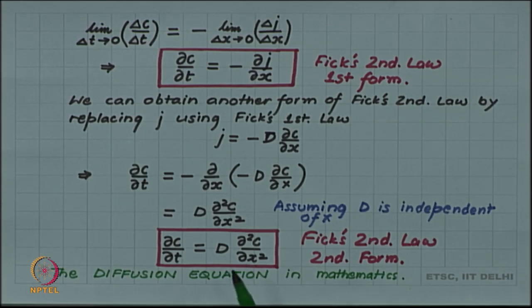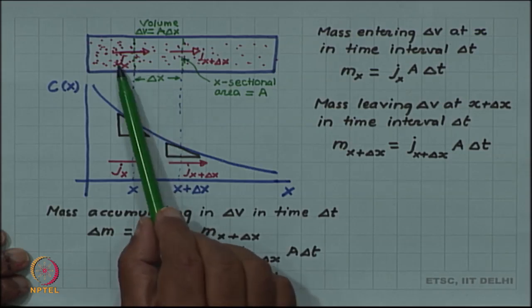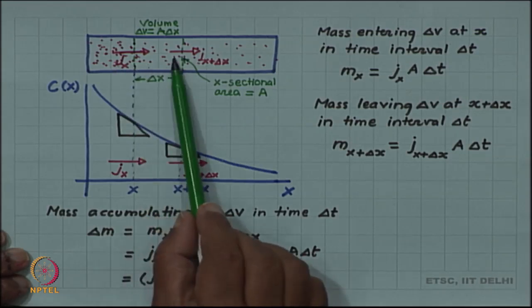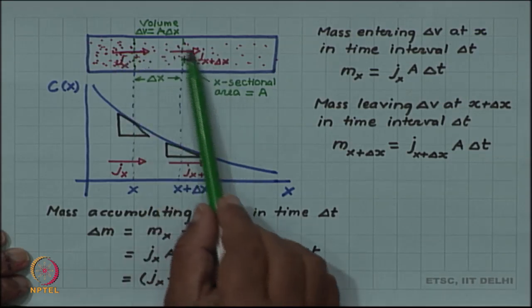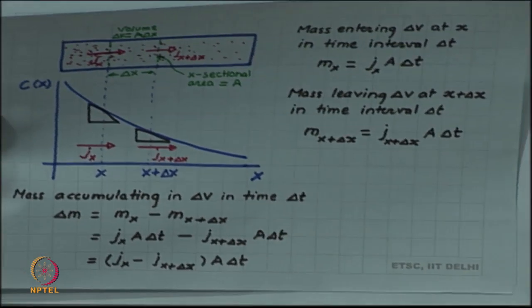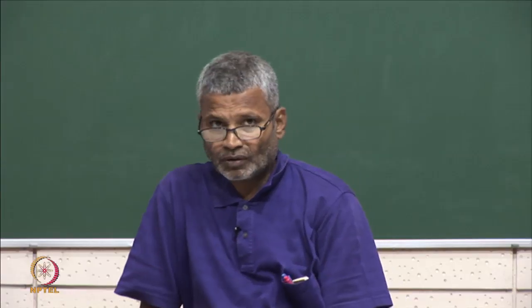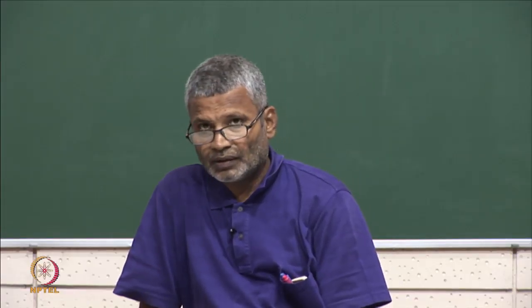And we have seen that we arrive at this simply by the mass balance. All that was done is to see how much is coming into the volume and how much is leaving, and the difference is what is getting accumulated and that is what gets converted into a concentration change. We will look at a kind of solution of this equation in the next video.